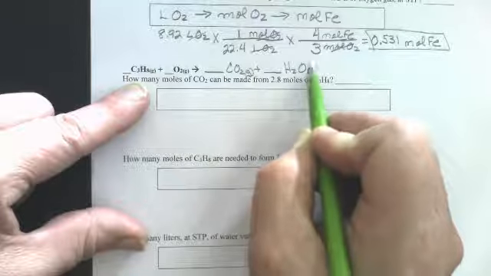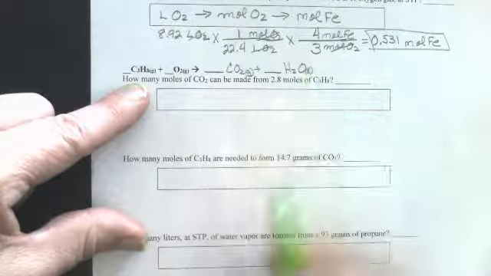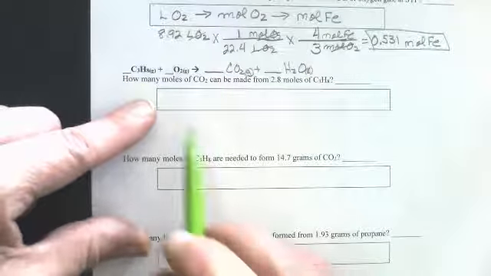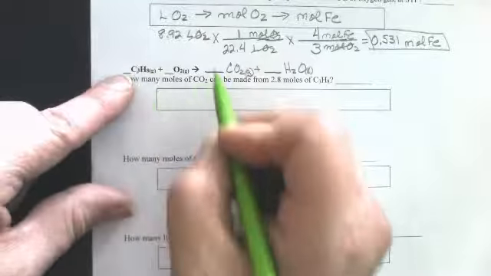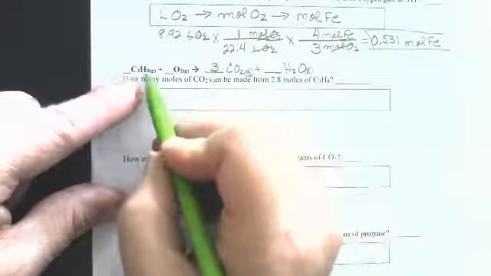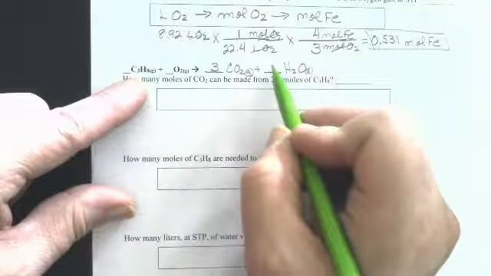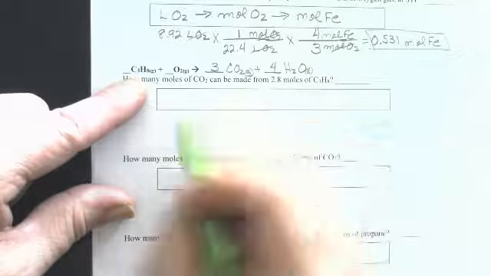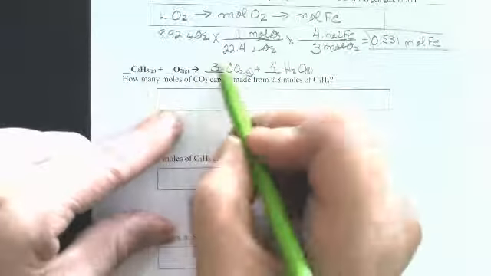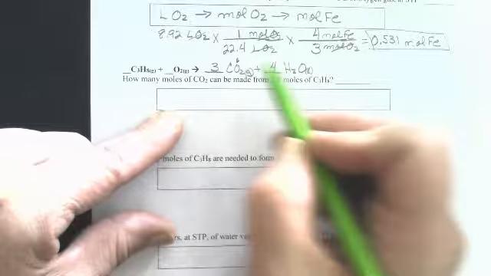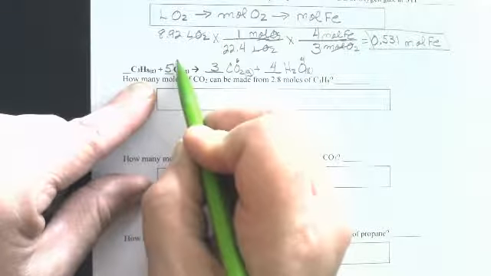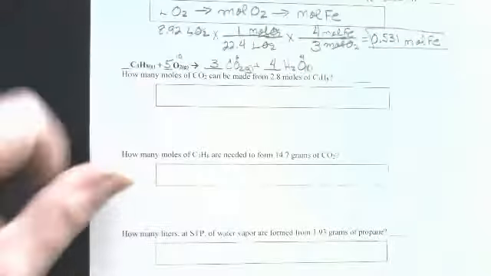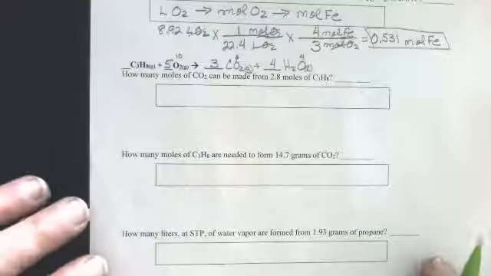Now, we need to balance our equation. 3 carbons here, so I want 3 here, 8 hydrogens here, 2 times 4 is 8. Now my oxygens, I have 2 times 3, I have 6 oxygens, and 4 oxygens, 10 oxygens, so I need 5 O2s, 5 times 2, 10 oxygens on that side. Okay, so now some questions using that balanced equation.